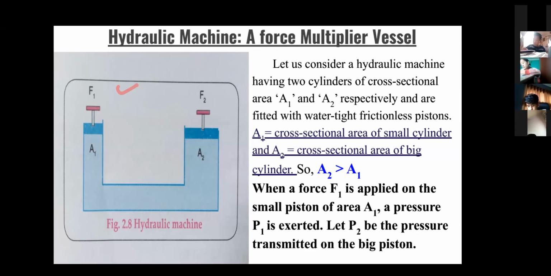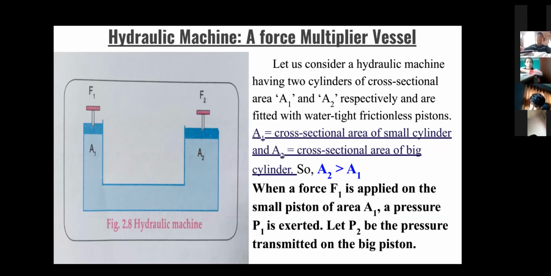The force applied on A1 is F1 and the force applied on cylinder A2 is F2. The pressure produced on the small cylinder we assume as P1. Let's assume P1 be the pressure so produced on small cylinder, and P2 be the pressure transmitted on the big cylinder. On the small side we take area A1, force F1 and pressure P1. On the big cylinder, area A2, force F2 and pressure P2.